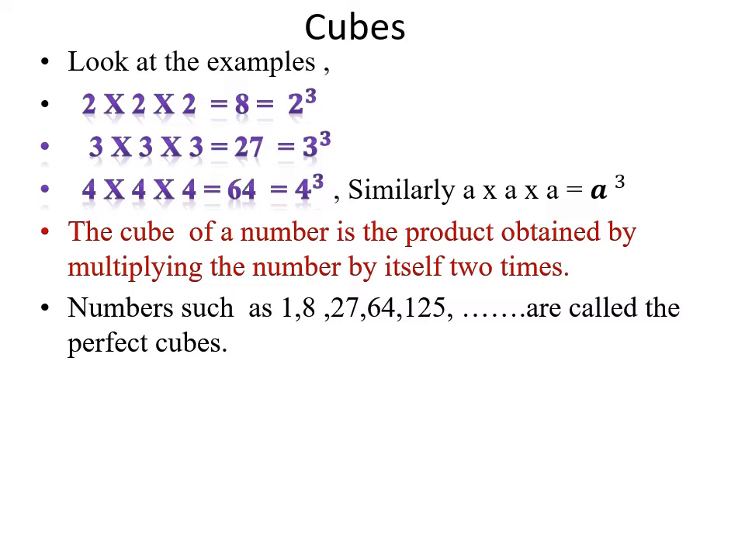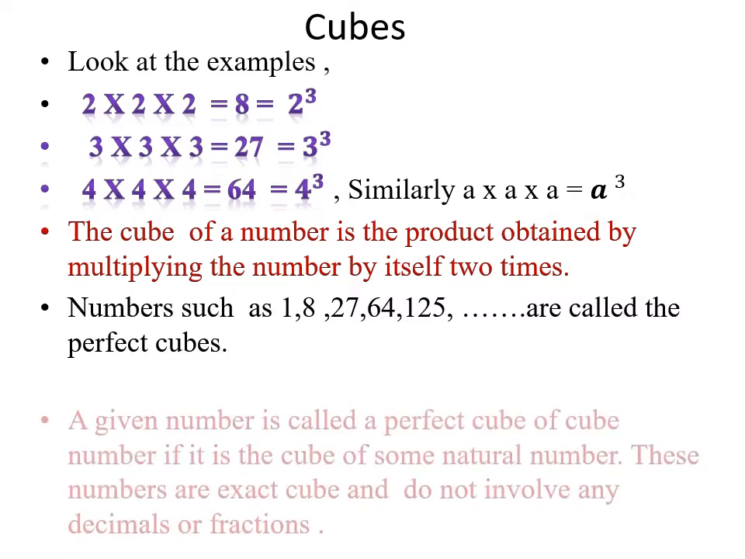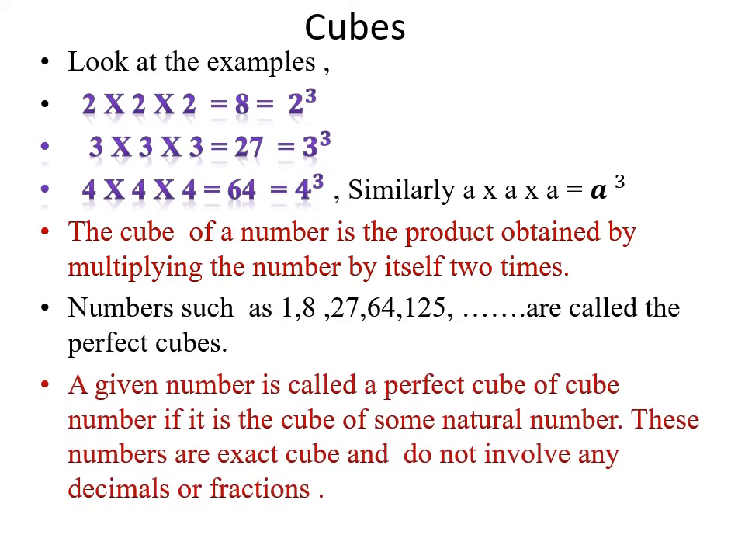Numbers such as 1, 8, 27, 64, 125 and so on are called perfect cubes. A given number is called a perfect cube or a cube number if it is the cube of some natural number. These numbers are exact cubes and do not involve any decimal or fraction.